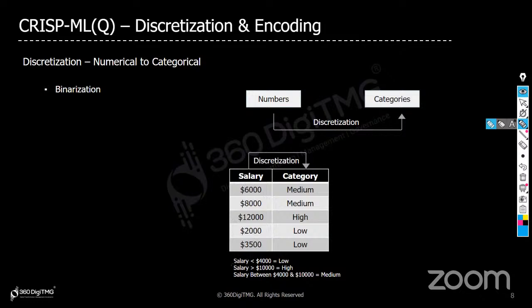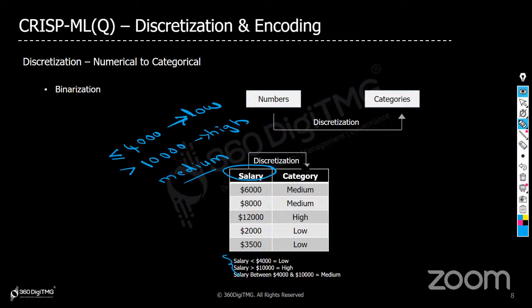So here we will go for a few rules. If the salary present in that record is less than or equal to 4,000, you always go for less than or equal to, there is a mistake over there. Okay, less than or equal to 4,000, you indicate that as low. If it is greater than 10,000, that is high. And in between is moderate or medium. So based on these three rules, I have converted my numerical column salary into a categorical column. That is called discretization.